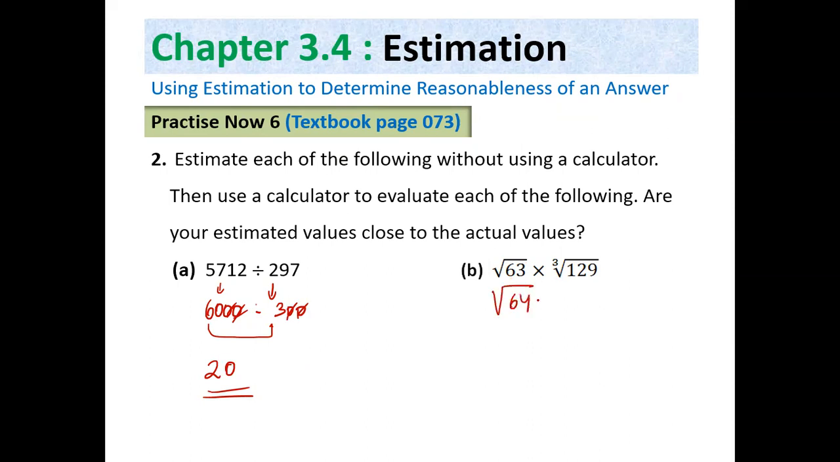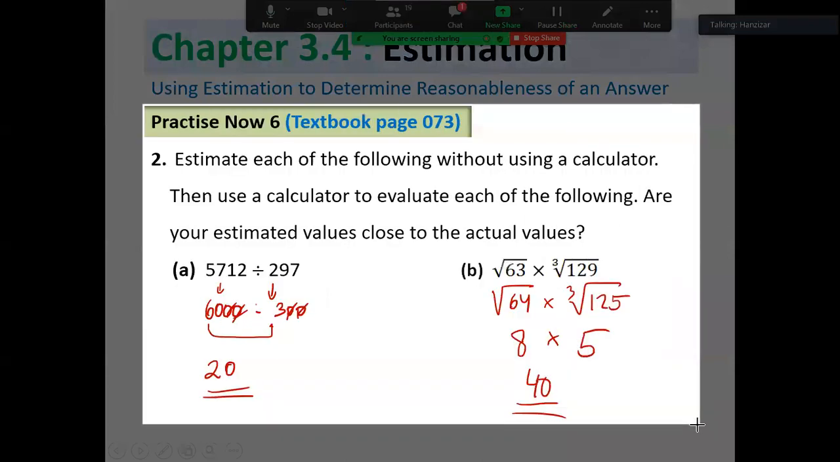Near to square root of 64 that we can do. Cube root of 129 is, I don't have the number of 129, so I just put 125. So square root 64 is 8. So square root 63 is near to 8. So we do the rounding. Again, rounding won't give you the exact value, but the nearer value. Cube root of 125 is 5. So the answer is 40. Okay. That's how you estimate the value.